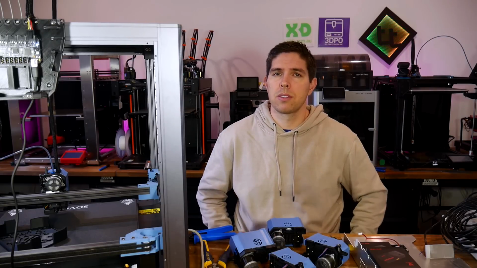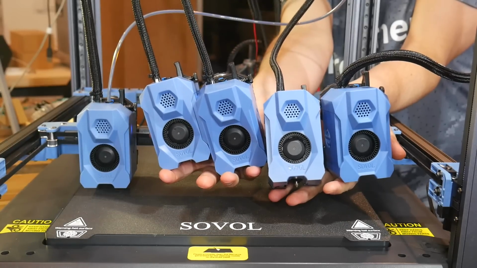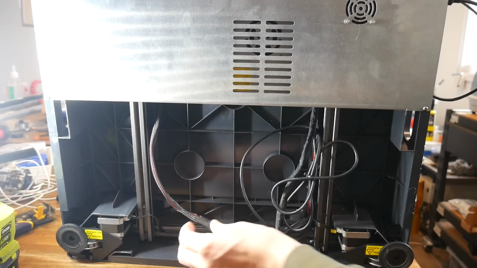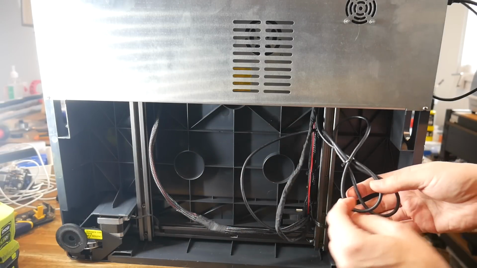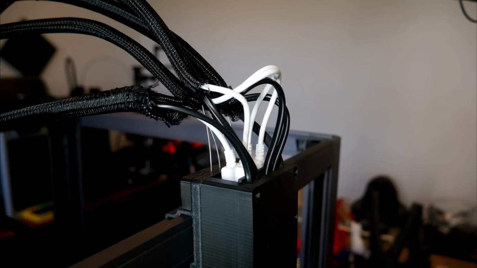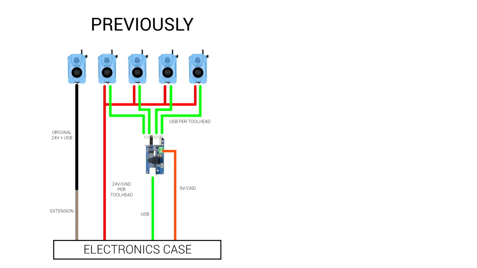In part 2, we wired up 4 additional toolheads. But since then, I've wanted to redo it because I was unhappy with the amount of wires needed, and also unhappy with the cable management at the USB hub. In summary, we had to extend the cable for the original toolhead, run four separate 24 volt and ground cables up to the new ones, USB plus a separate 5 volts up to the hub, and then a new USB cable from the hub to each of the new toolheads.